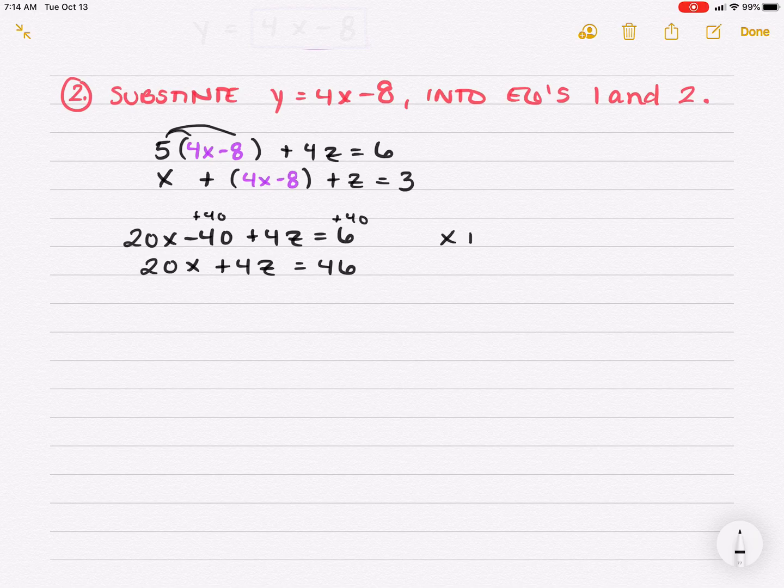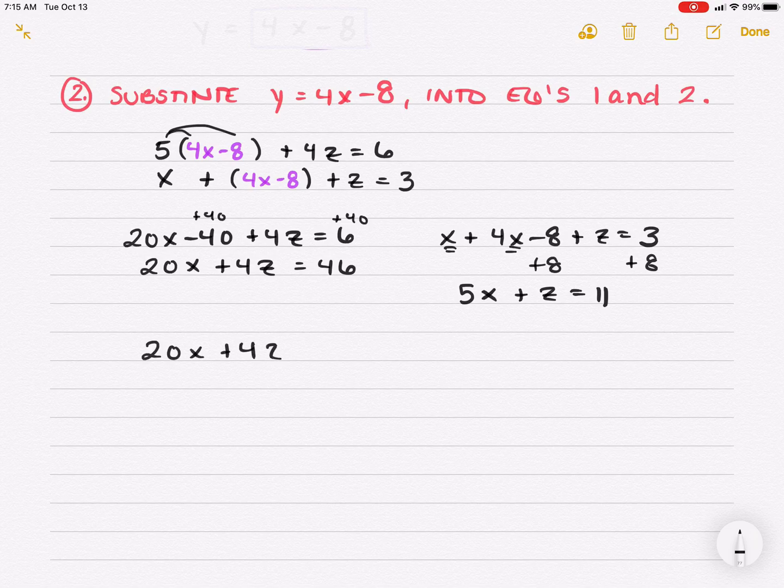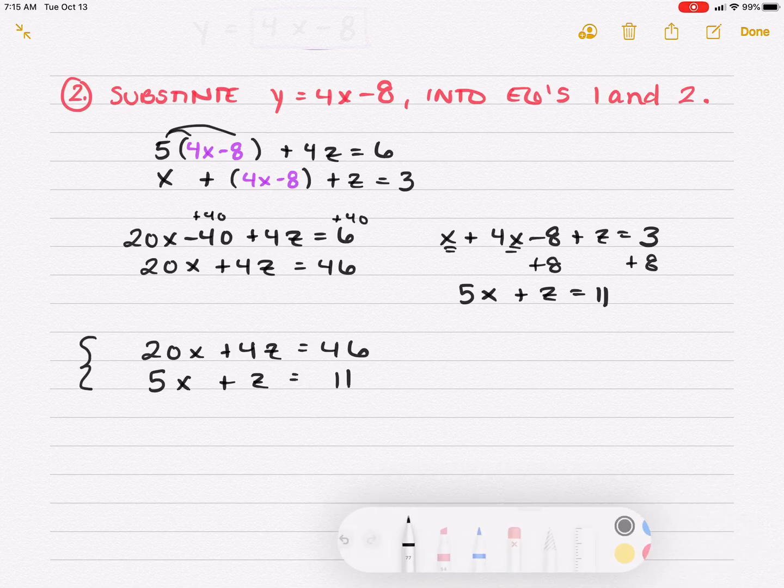Let's simplify x plus 4x minus 8 plus z. Here's my second equation. Combine like terms, we can add 8 to both sides, and we get 5x plus z is equal to 11. So let's take these two equations and put these together, and let's now use substitution or elimination one more time. Okay, so this is now the system that I have put together. This is a good spot if you want to continue to do substitution.